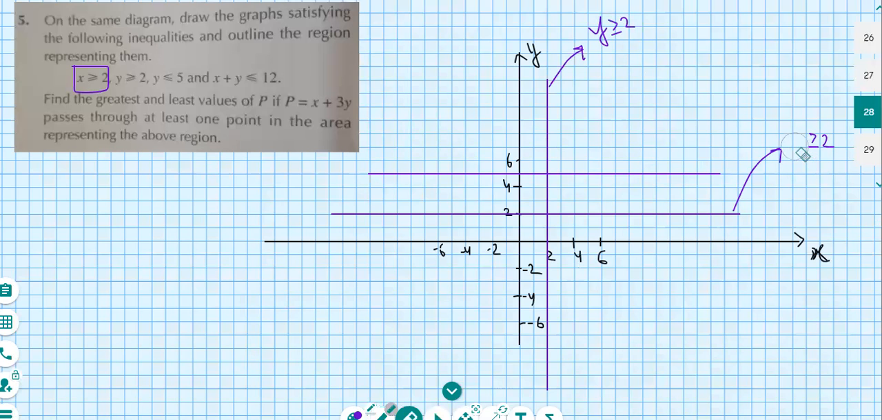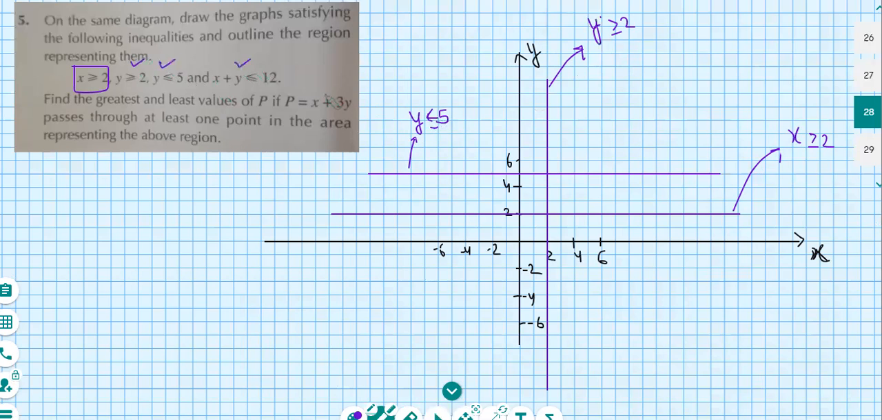Correction, this is y and this is x. This one was y is greater than or equal to 2 and this one is x is greater than or equal to 2. And this line is y is less than or equal to 5. All right. Next one. So actually we have drawn 3 inequalities.